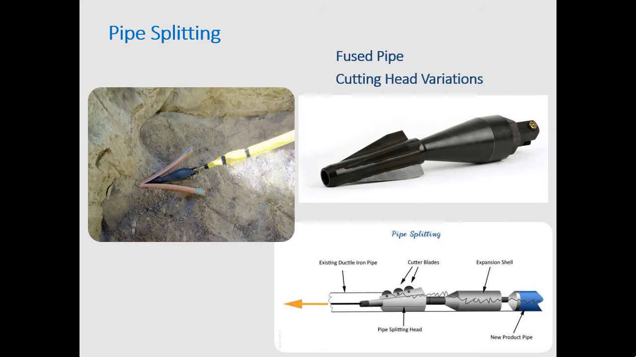Then there's the pipe splitting. Pipe splitting first started out with gas service lines. So this is a small 2-inch line pulling in another 3-inch service line. It could be that the old product pipe was something the utility owner didn't want to use anymore, that was obsolete. They wanted to update it with new HDPE or something, so you have to use a continuous pipe.